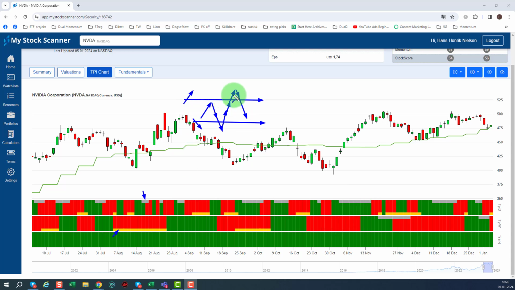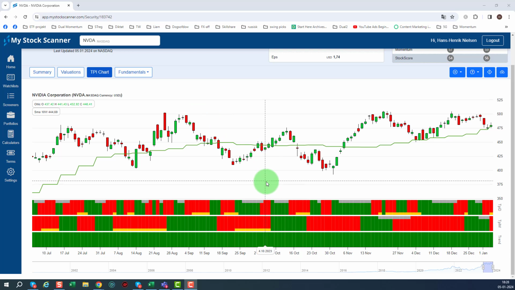The gray is being in accumulation overbought phase. The yellow is in accumulation oversold. And then the green and the red is the direction of the trend, or at least where the statistics say the trend ought to be going.